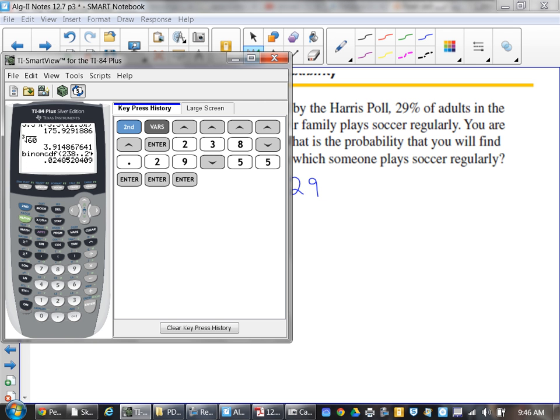Wait, I'm confused. So our test probability is just testing our probability. Pretty much. Yes. You have to put in that order. The order it goes is n, p, k.